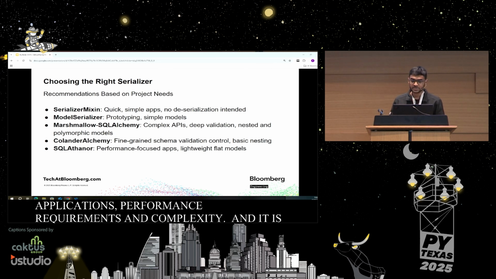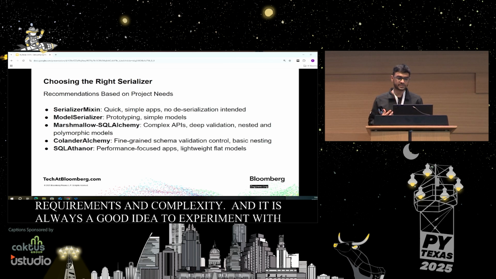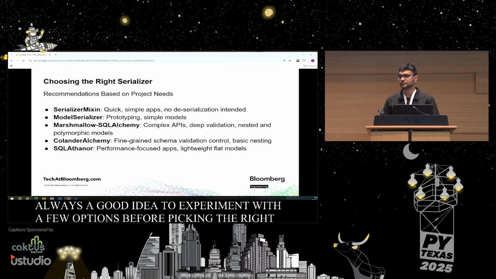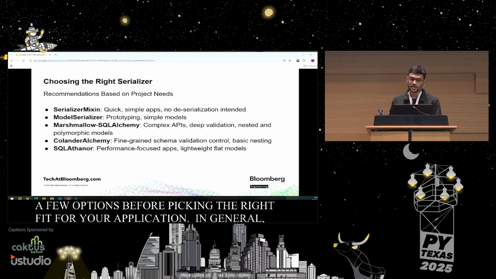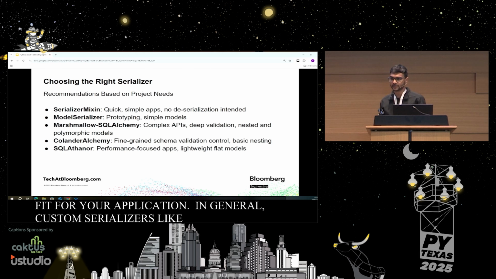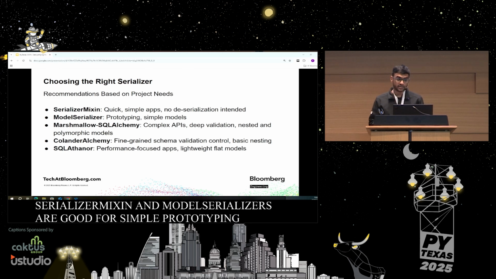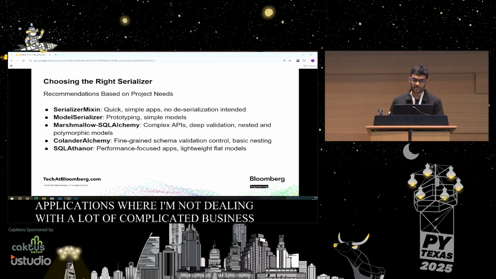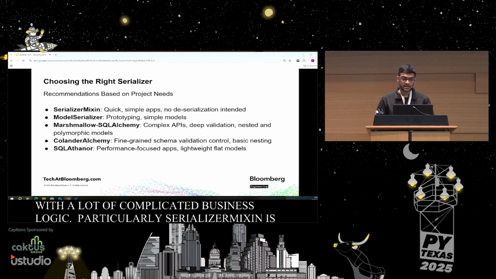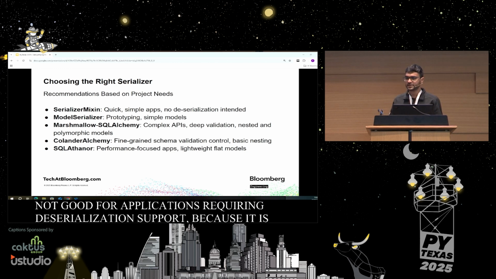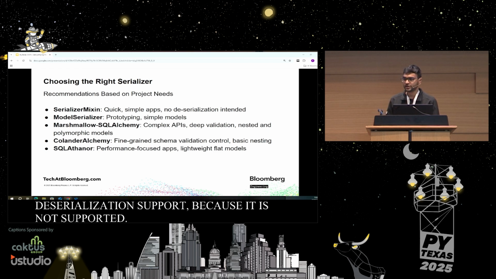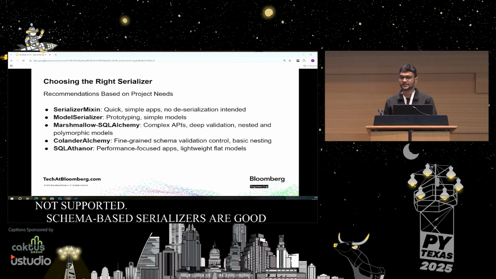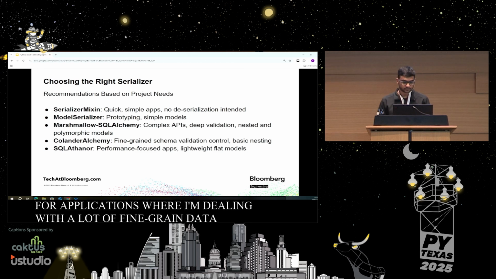In general, custom serializers like SerializerMixin and Model Serializer are good for simple prototyping applications where I'm not dealing with a lot of complicated business logic. Particularly, SerializerMixin is not good for applications requiring deserialization support because it is not supported. Schema-based serializers are good for applications where I'm dealing with a lot of fine-grained data validation control, or in applications where I'm dealing with a lot of nested and polymorphic models.